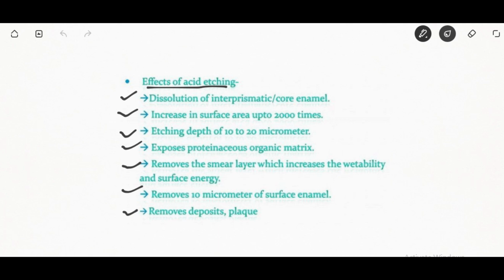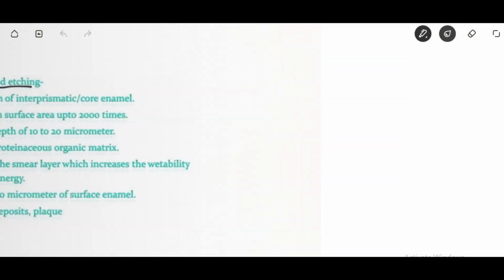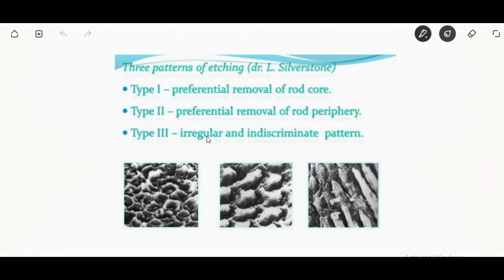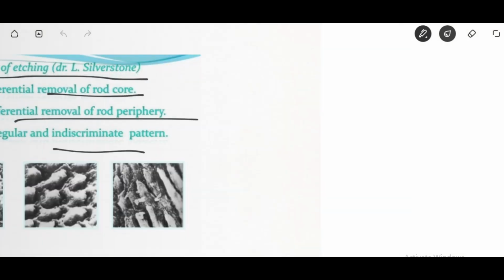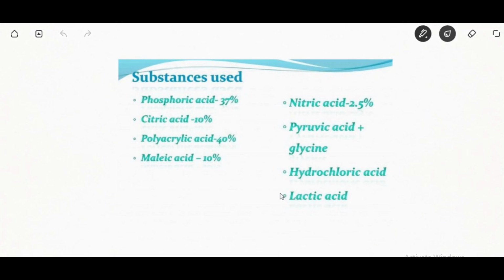So three types of etching pattern are there: type 1, type 2, type 3. What is the type 1 etching pattern? There is preferential removal of the rod core. In type 2 there is removal of the rod periphery, and type 3 is an irregular and indiscriminate pattern. What are the substances that we use for acid etching? Generally we use phosphoric acid 37%, citric acid 10%, polyacrylic acid 40%, or malic acid 10%.